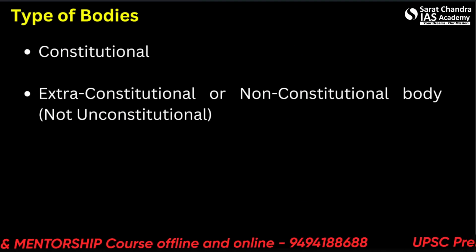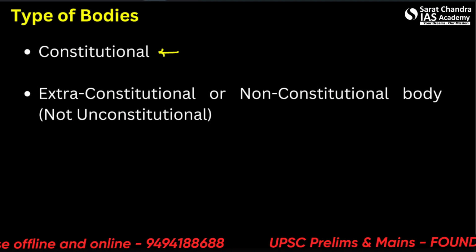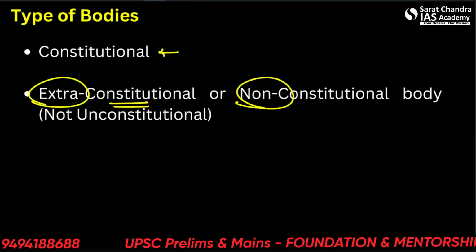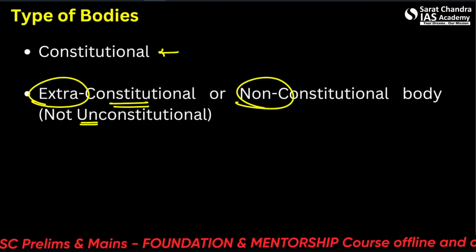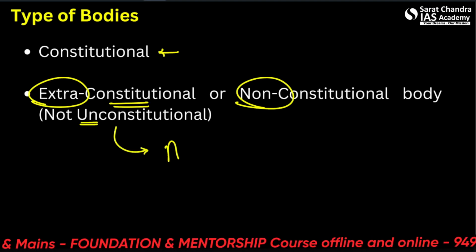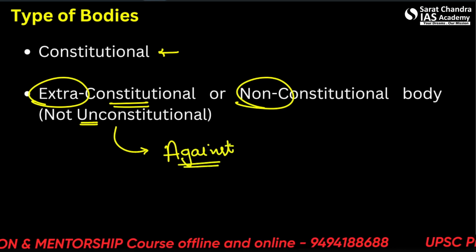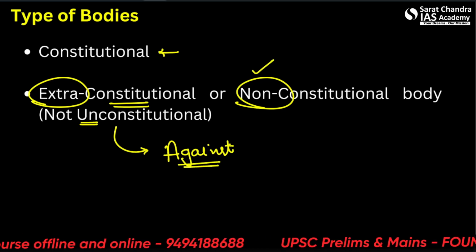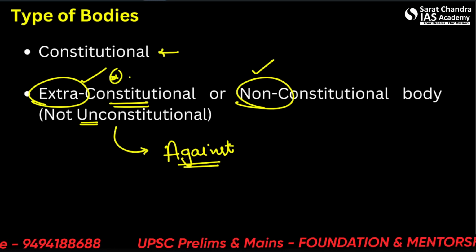So there are two types of bodies in India. One is constitutional and the second one is extra-constitutional or non-constitutional. But please remember, they should not be called unconstitutional. Unconstitutional means which goes against the constitution. So they are not unconstitutional. You may call them non-constitutional, but it is better to call them extra-constitutional.